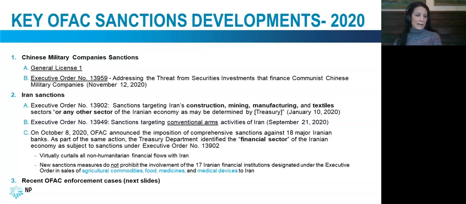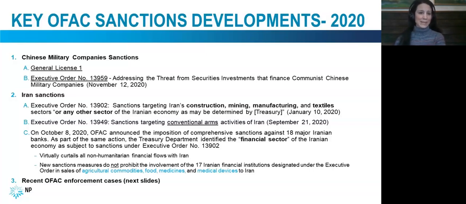And then you see this, I highlighted this, or any other sector, right? That's a problem, and it gives flexibility. OFAC used that, and in October, any other sector is now the financial sector, was now identified under Executive Order 3902. So that means there were additional sanctions imposed on the Iranian financial sector.